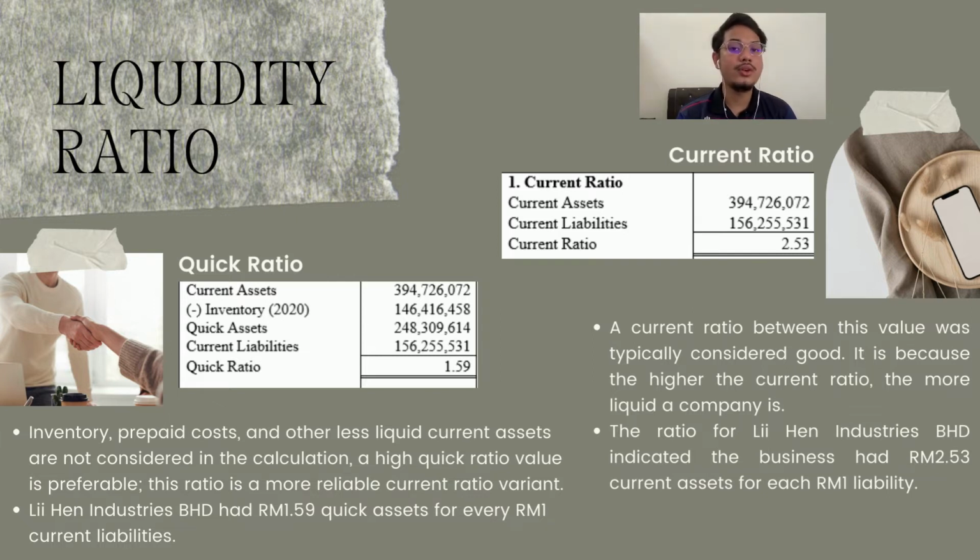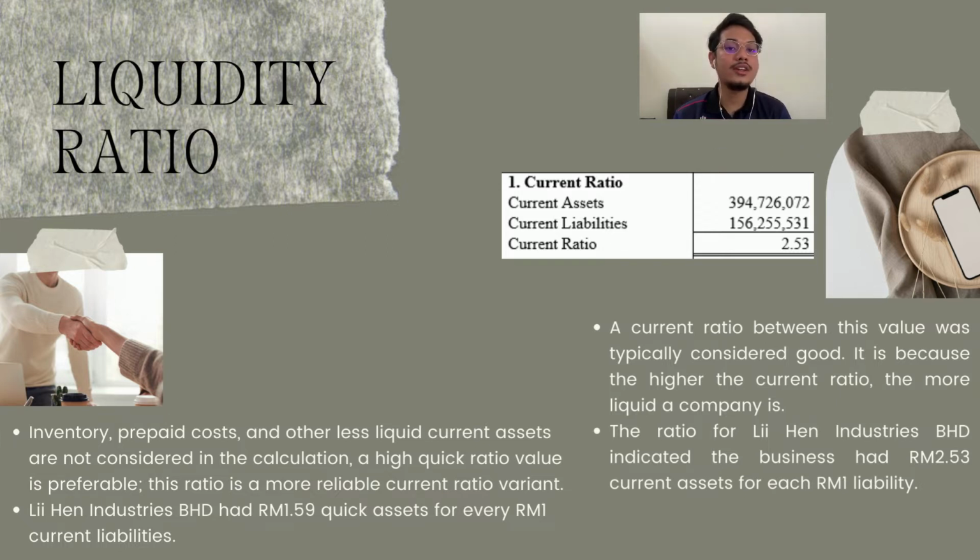Next is quick ratio. The quick ratio of this company has a value of RM 1.59 because inventory, prepaid costs, and other less liquid current assets are not considered in the calculation. A high quick ratio value is preferable. This ratio is a more reliable variant of the current ratio. However, LIQUIDITY Industry had RM 1.59 quick assets for every 1 ringgit current liability.